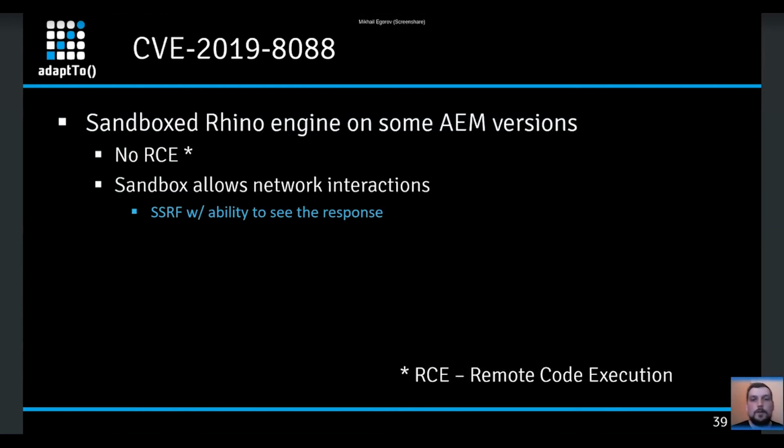For some AEM versions, guide submit servlet behaves in a different way, and the Rhino engine is sandboxed, limiting permissions of the JavaScript we are executing. We cannot spawn operating system processes or access files within a sandbox. The only thing we can exploit in that case is a server-side request forgery attack by performing network interactions. They are allowed within a sandbox. And good news: we can fully exfiltrate the response.